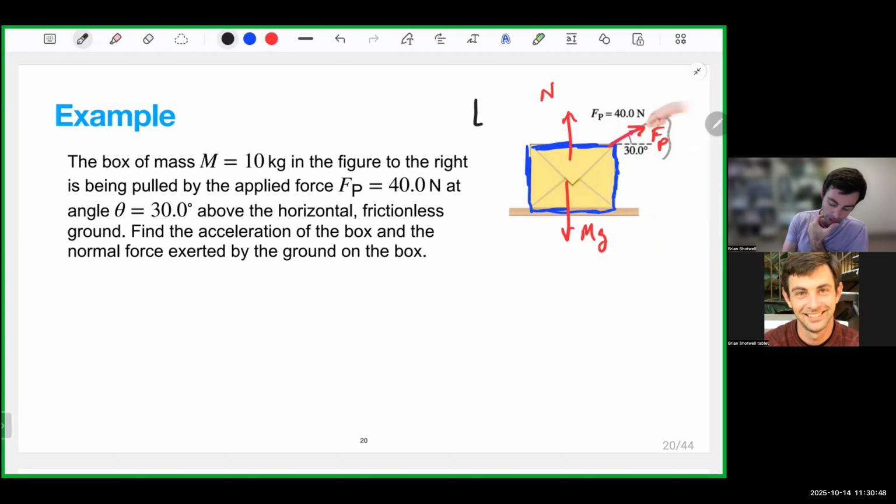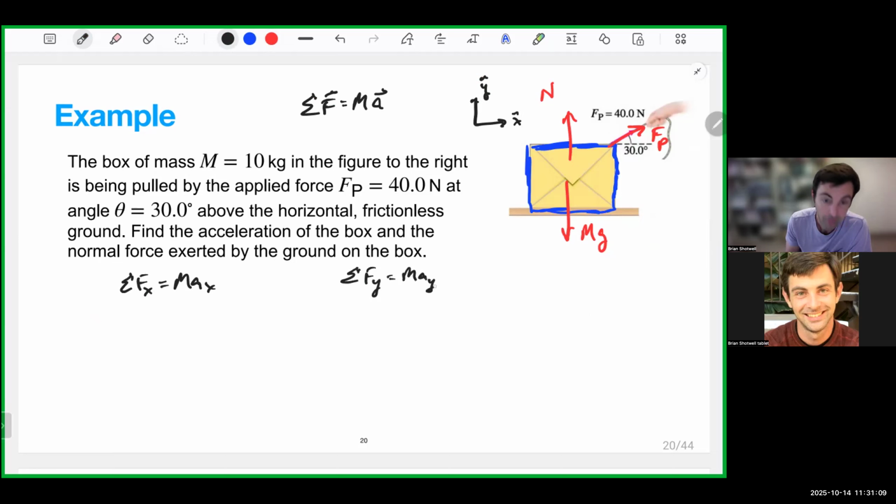Now we want to apply Newton's second law, and let me introduce this coordinate system. So we're going to say the sum of the forces is the mass of the box times the acceleration of the box. And so we're going to split this into two pieces. It's an x equation and a y equation.